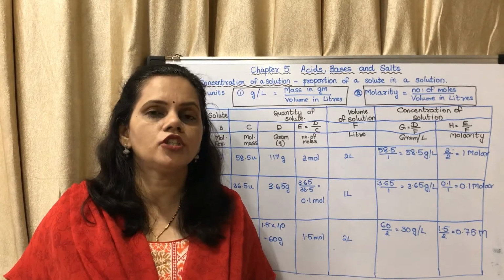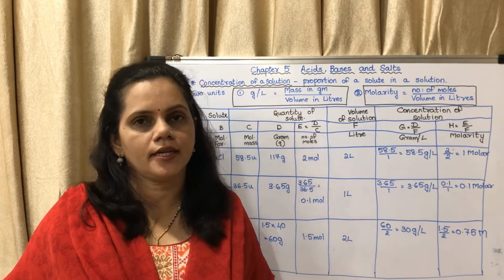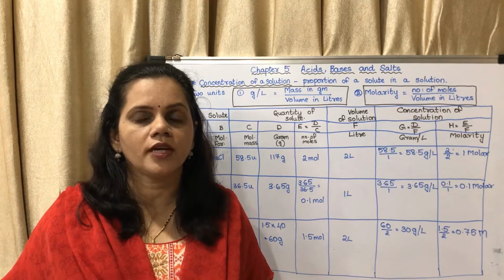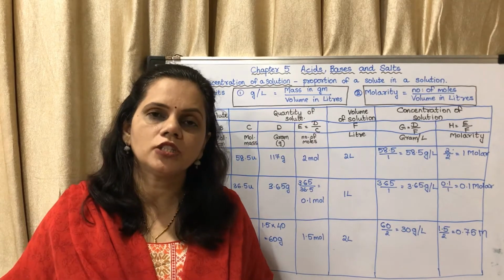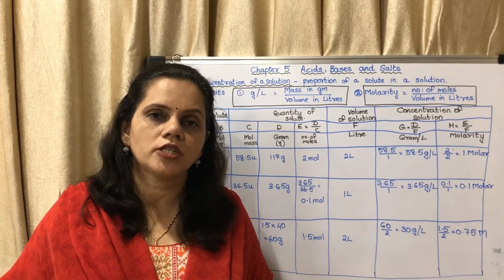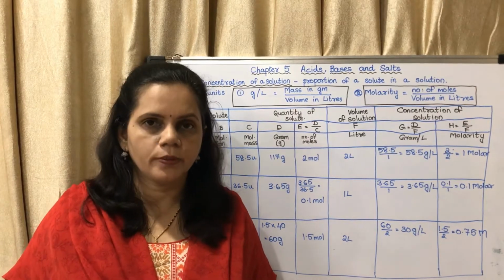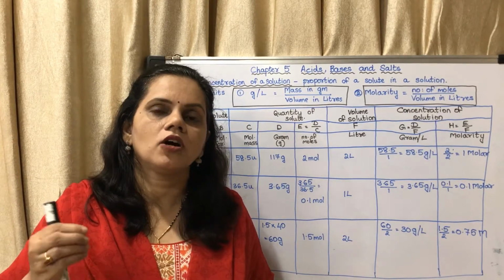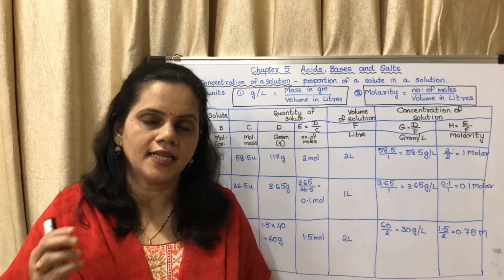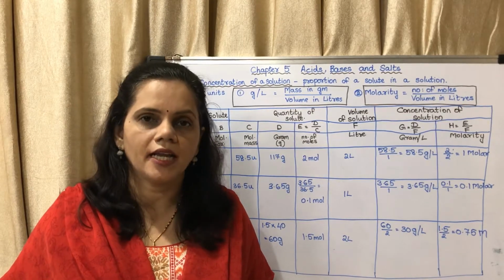Okay, a solution is made up of a solute and a solvent. This you know. Okay, solution is equal to solute plus solvent. So a solution in which the solute concentration is more is said to be a concentrated solution, and a solution in which the concentration of solute is less is said to be a dilute solution.